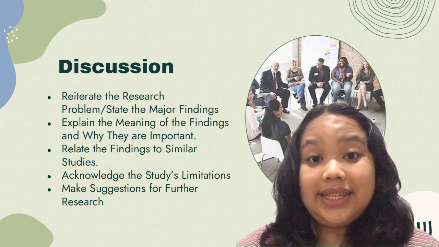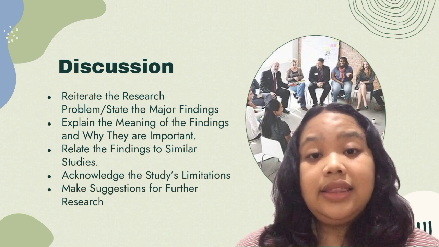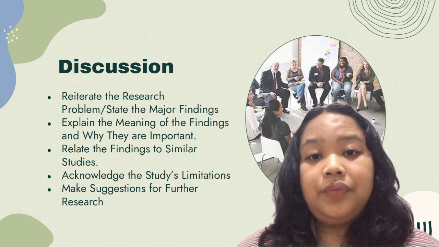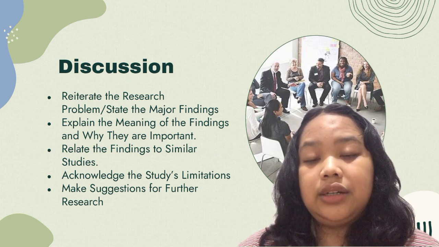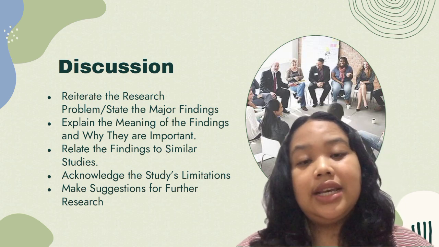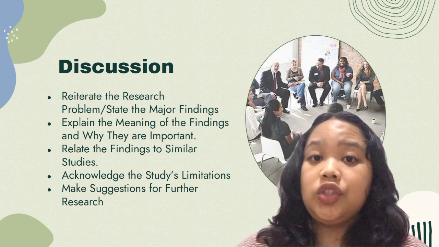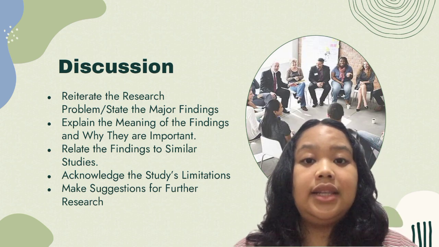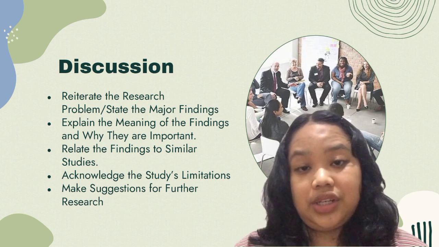Number 4 is to acknowledge the study's limitations. In the discussion section, the researchers also have to acknowledge and identify the study's limitations and describe in detail the problems encountered with the method used. The last one is to make suggestions for further research. If there are still questions that were not answered by the method used in the study, the researchers should make suggestions for future research.